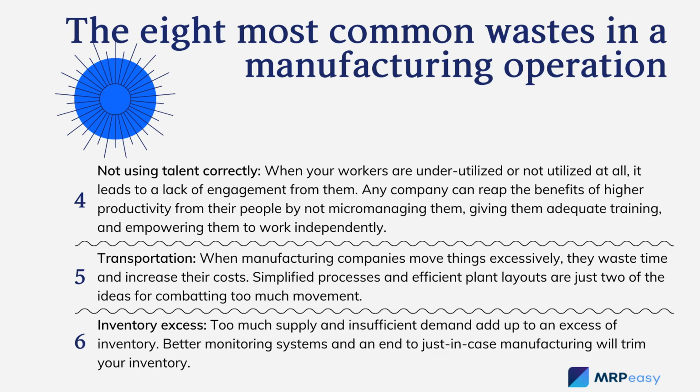5. Transportation. When manufacturing companies move things excessively, they waste time and increase their costs. Simplified processes and efficient plant layouts are just two of the ideas for combating too much movement. 6. Inventory excess. Too much supply and insufficient demand add up to an excess of inventory. Better monitoring systems and an end to just-in-case manufacturing will trim your inventory.